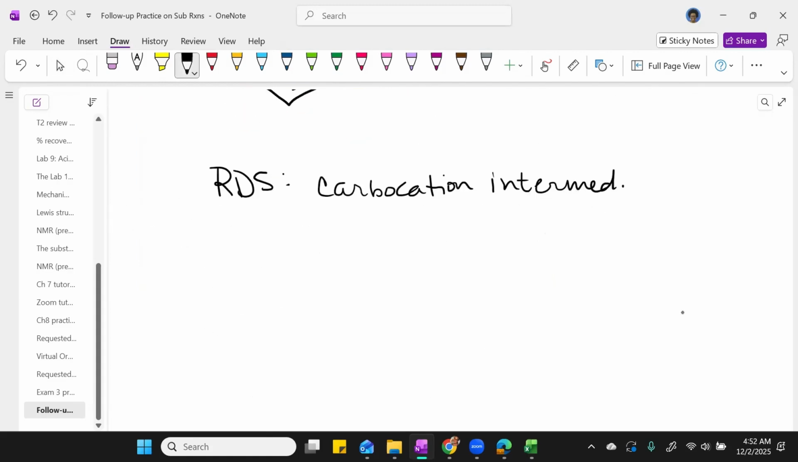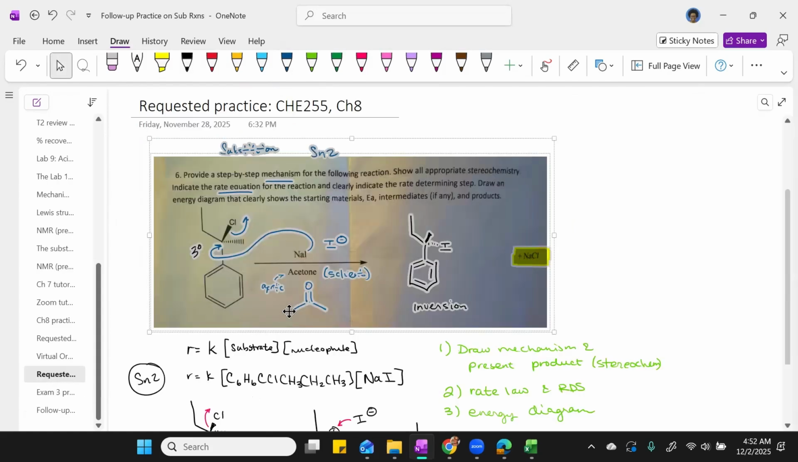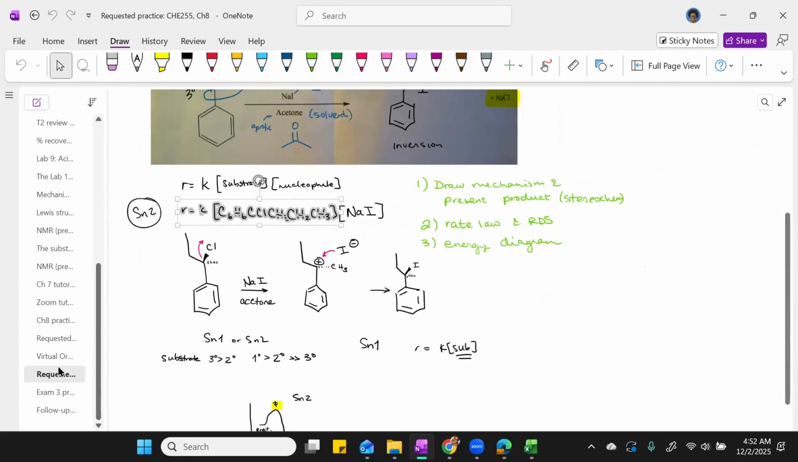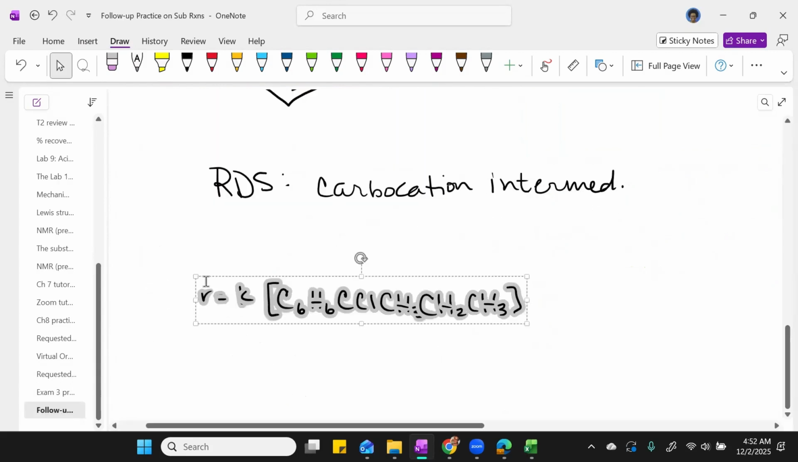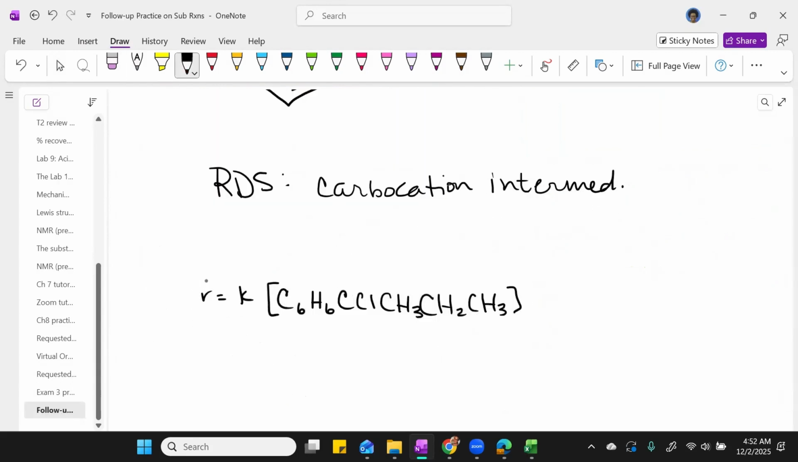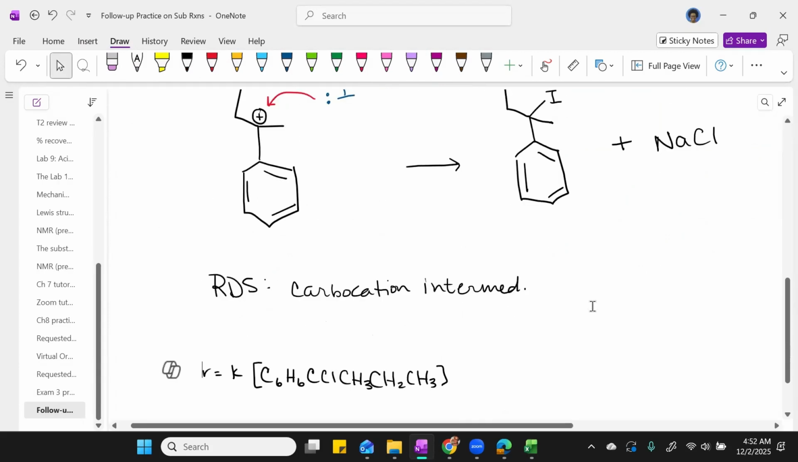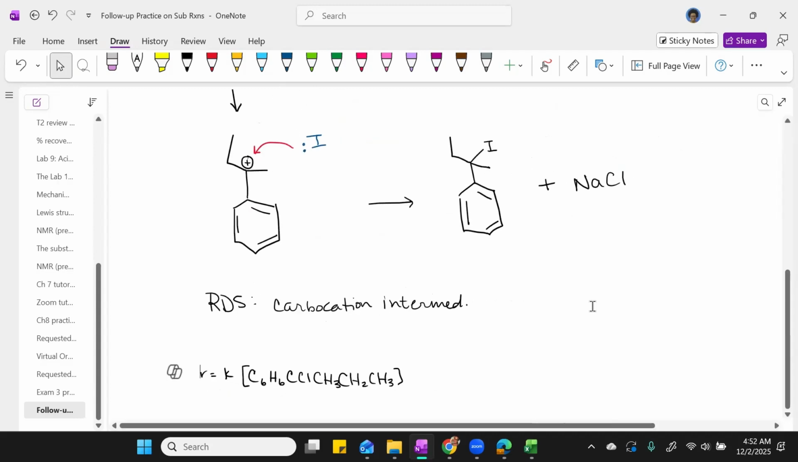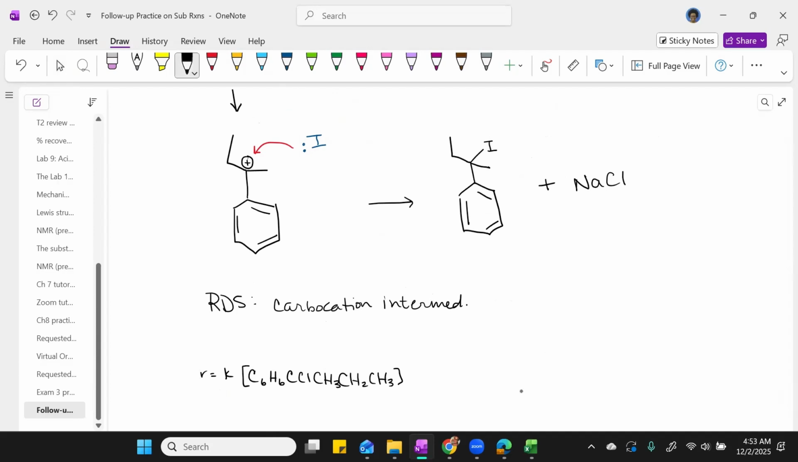Let me see how I drew it the first time. So yeah, instead of it being second order, it's going to be first order. And I just drew there my best attempt at the condensed version of this really large substrate or compound. But yeah, that substrate is what's going to basically run the rate of that reaction. So it's less about the nucleophile when it's SN1.